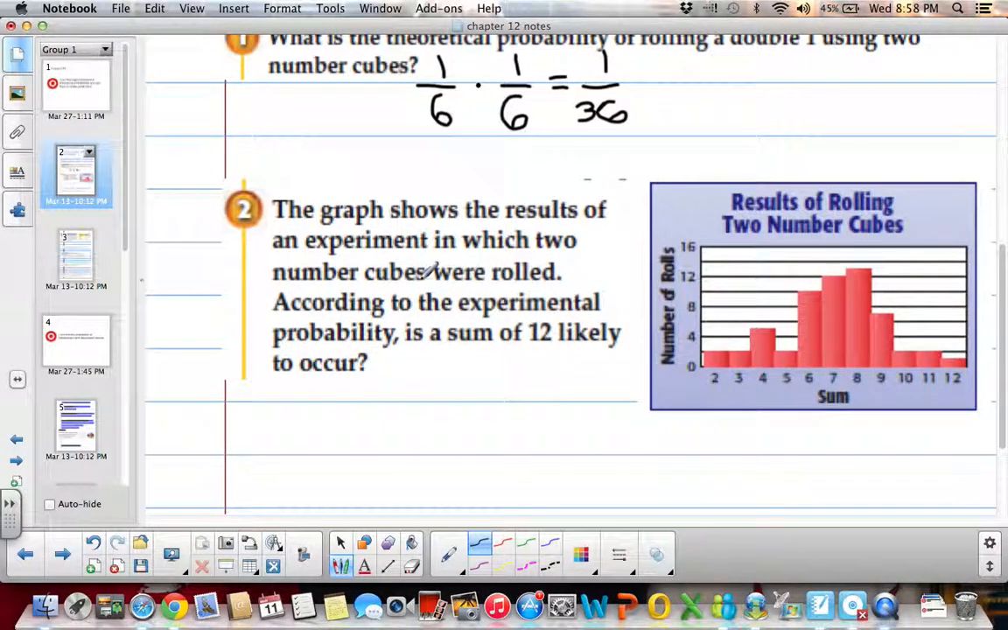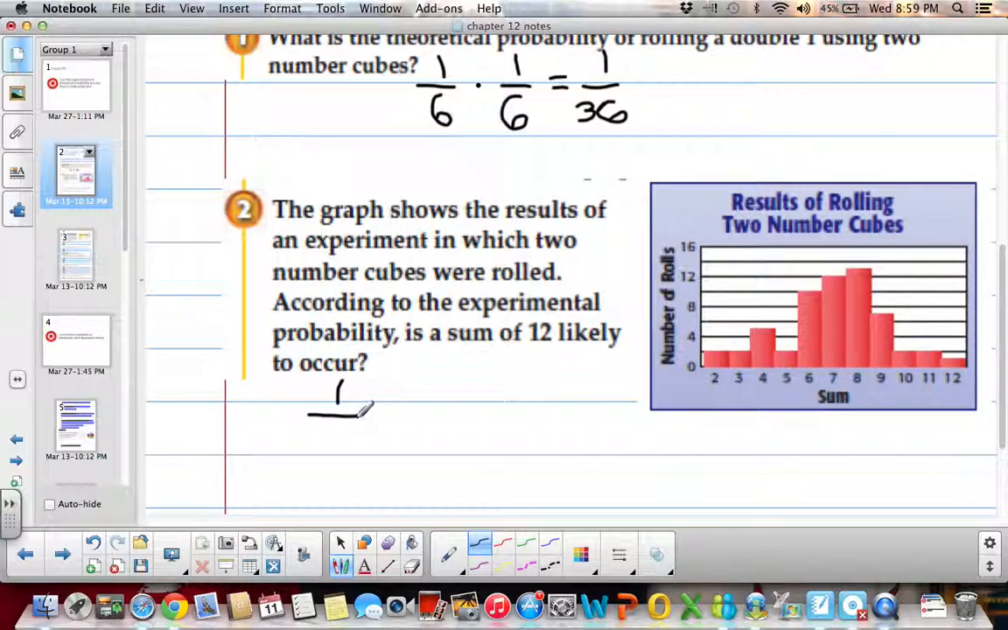The graph shows the results of an experiment in which 2 number cubes were rolled. According to the experimental probability, is a sum of 12 likely to occur? So instead of sitting here and adding all of these up to tell us how many total rolls we did, I did that before. So there was 58 rolls or 58 sums. So we can see that 12 was rolled 1 time, because this line is 2 and it's halfway to that line.